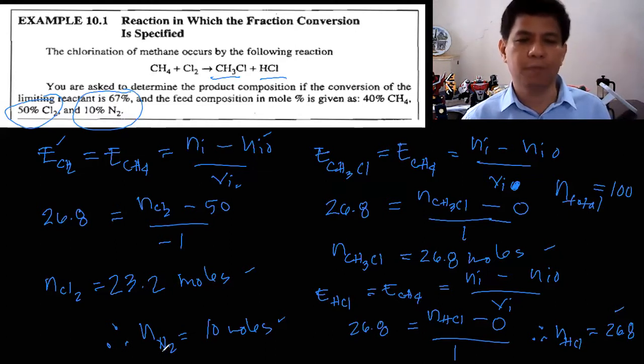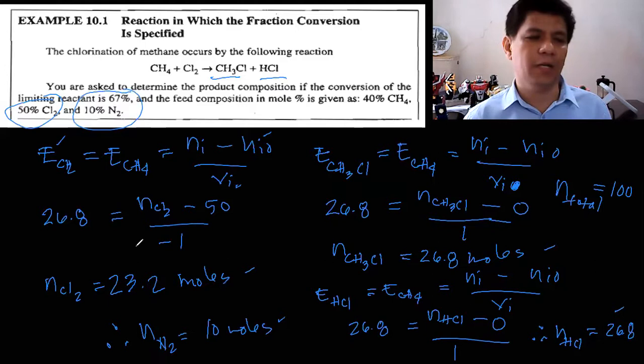So what is the consequence when the total number of moles is 100? Whatever the number of moles is, that is also the percentage, right? That's all. So for example, Cl2 is 23.2% of the product. CH3Cl is 26.8% of the product. HCl is 26.8% of the product. Nitrogen is 10%. And methane is 13.2%.